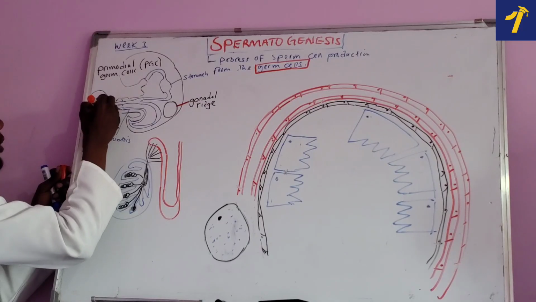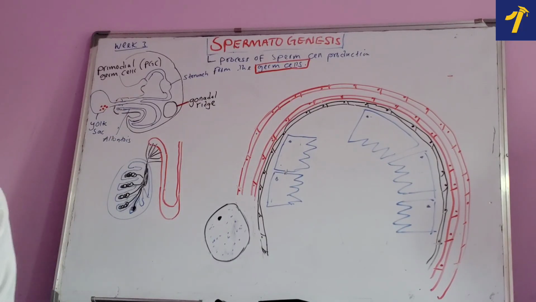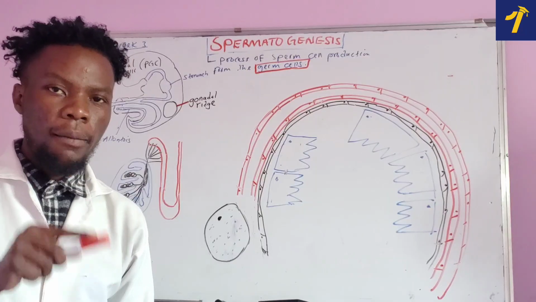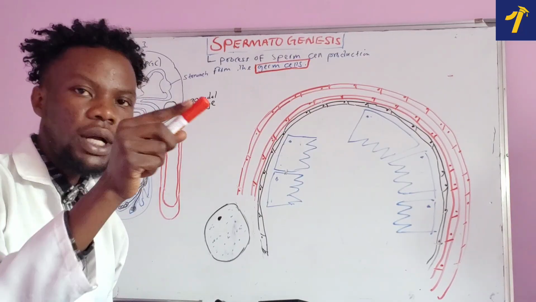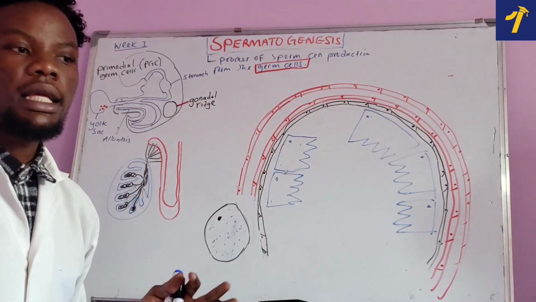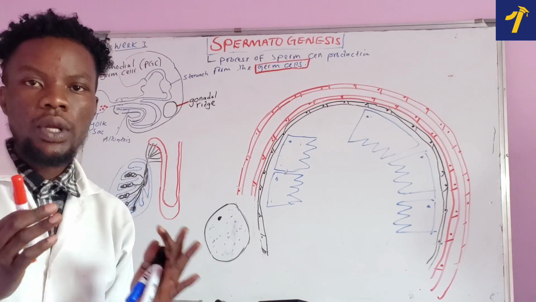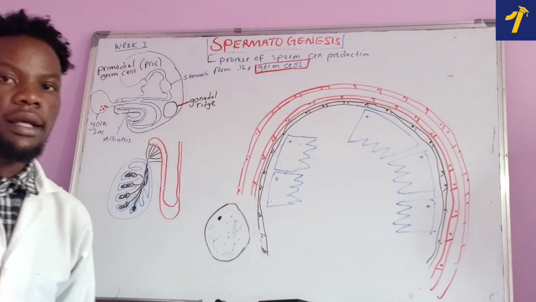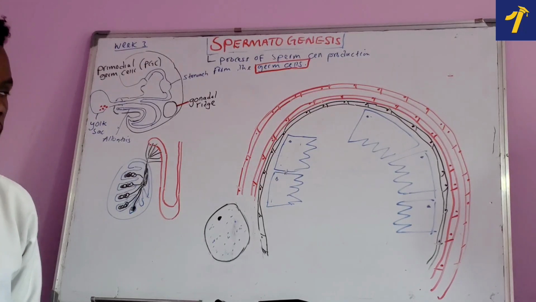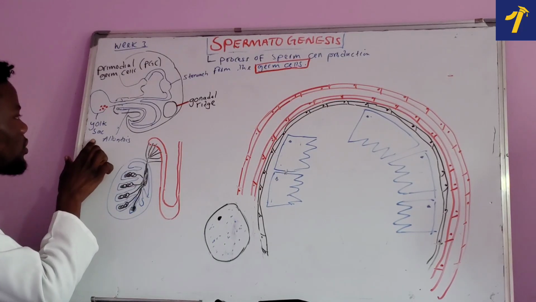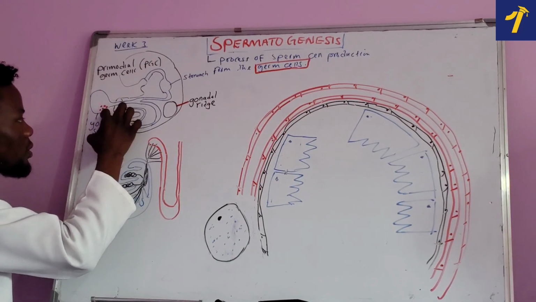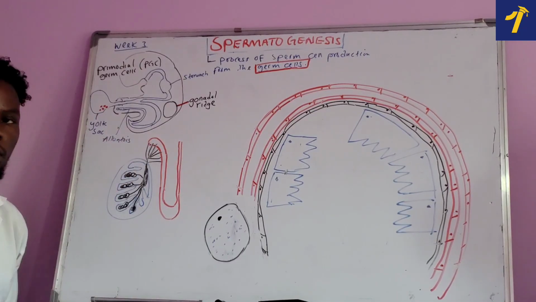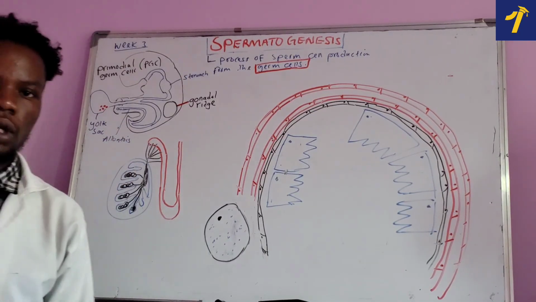Okay, these are the primordial germ cells. Where are they located? They are located in the yolk sac. But basically, if you look at the yolk sac, it is a big structure. So we need to specify exactly where in the yolk sac you can find the primordial germ cells. Although they can be found inside the yolk sac, they are very near to an important structure which we call the allantois.